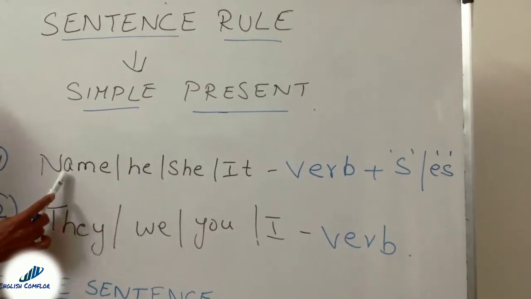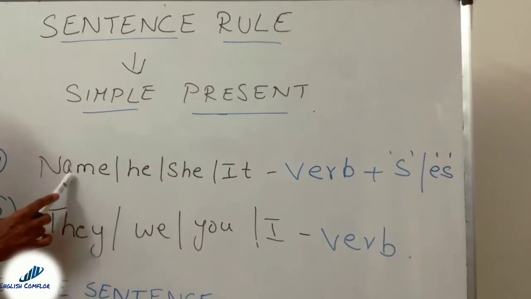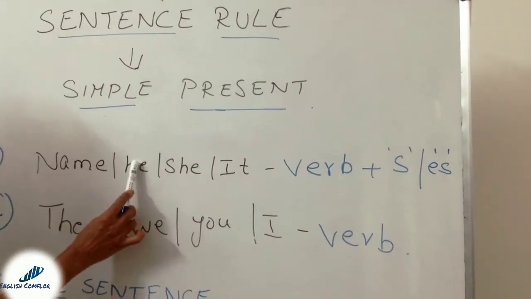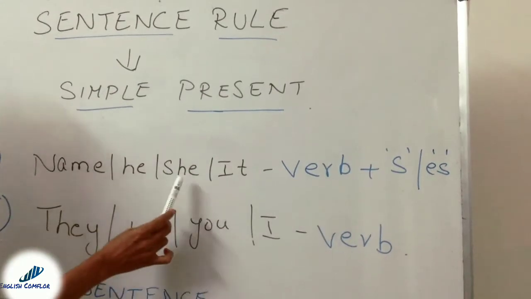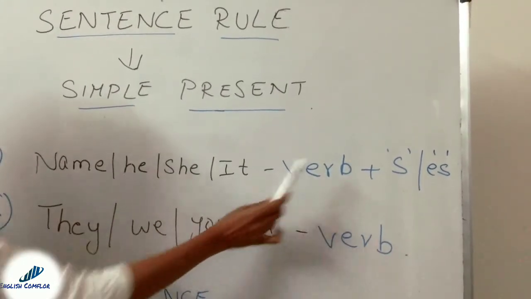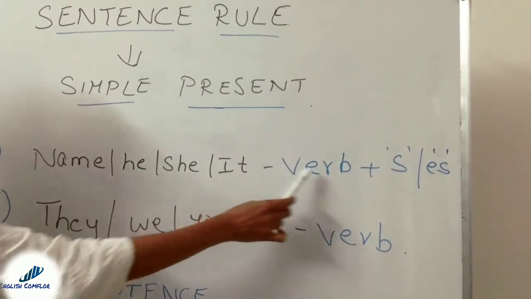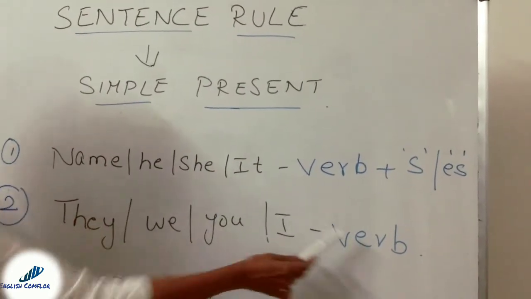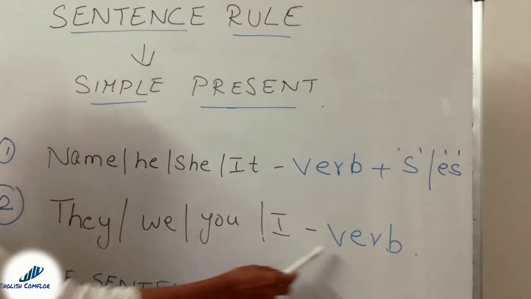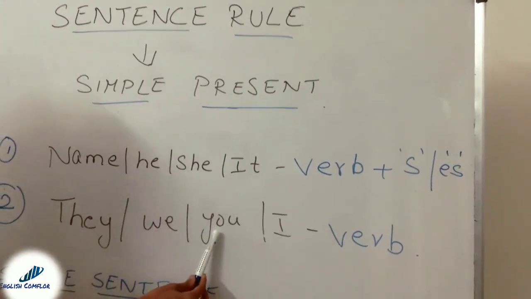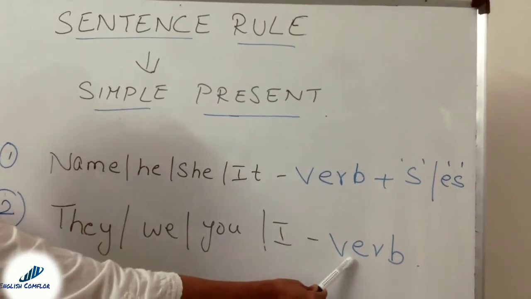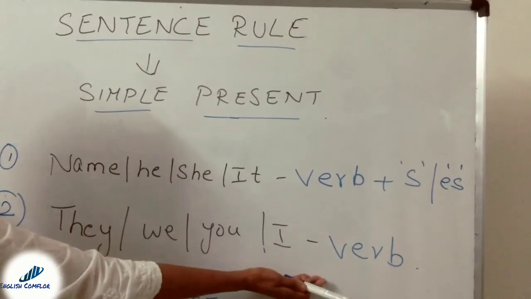Now I am going to give you examples for this. Shyam reads. He reads. She reads. It reads. They read. We read. You read. I read. So you're clear with this?